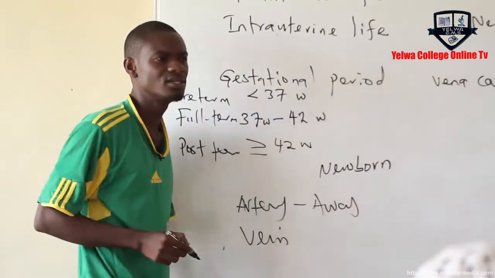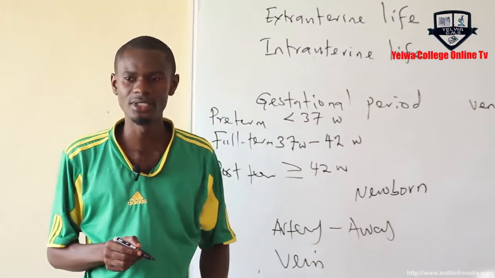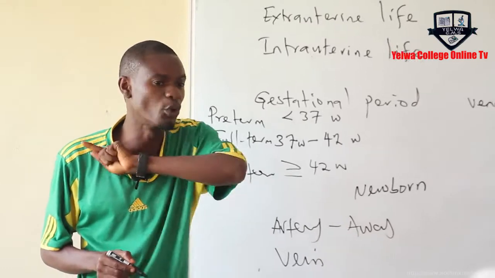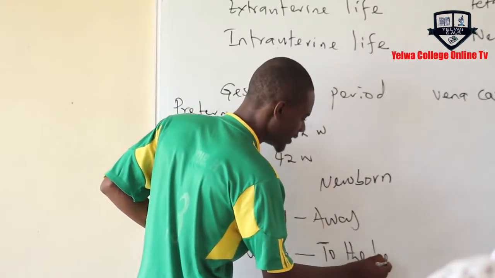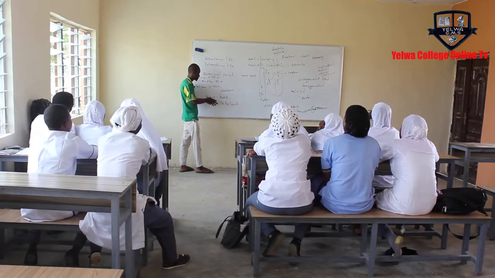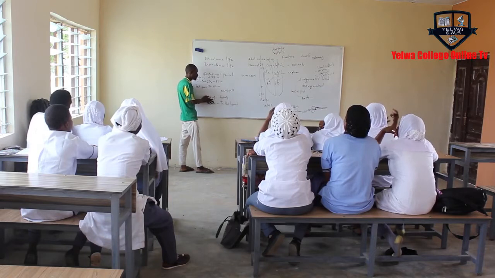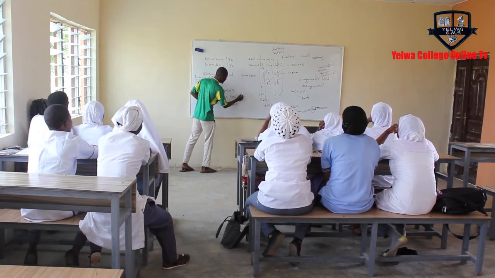The meaning of artery simply means away from the heart. It does not mean the type of blood that is coming. It only means that the blood is going away from the heart. Arteries carry blood away from the heart. Veins carry blood to the heart. Is that clear now? Yes.